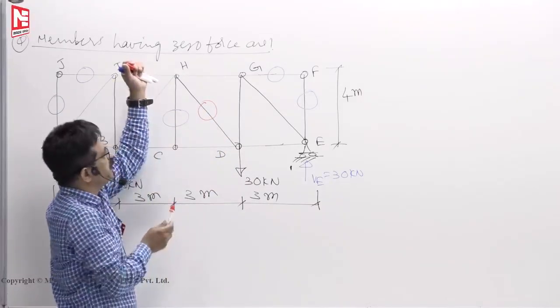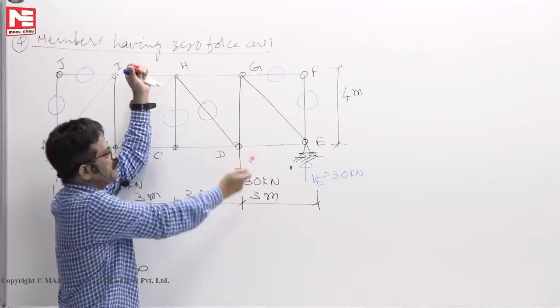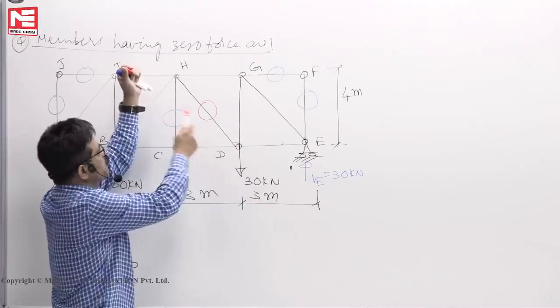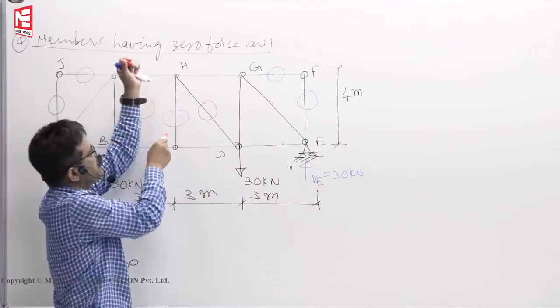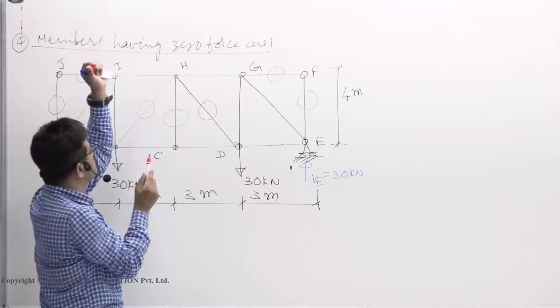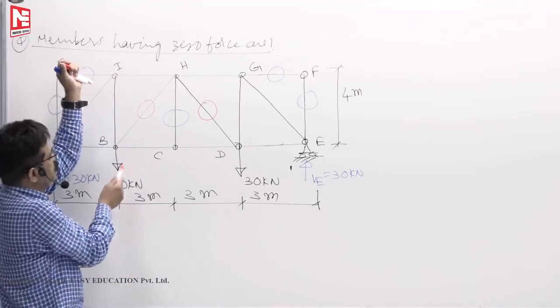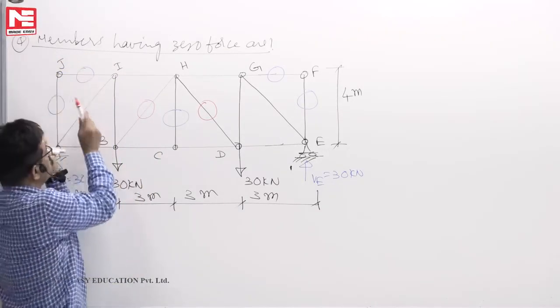Next, come to the third panel. Stand here, look right side. 30 down, 30 up. They balanced already. So, panel shear force is 0. Force in the inclined member is 0. Stand here now, look right side. Now, 30 extra is there. So, it won't be 0.